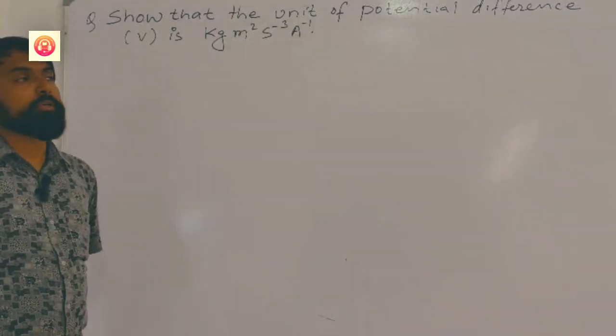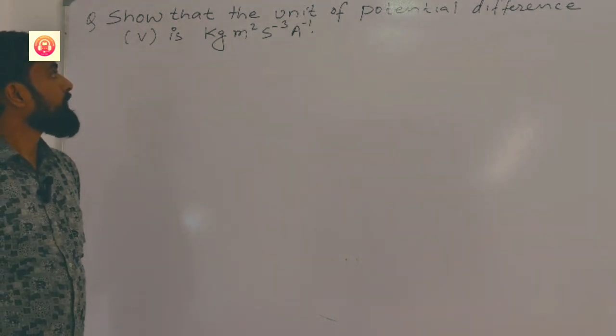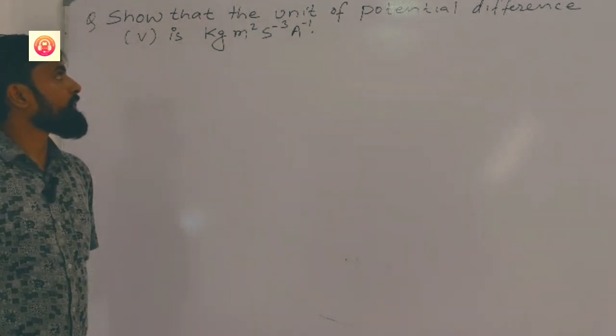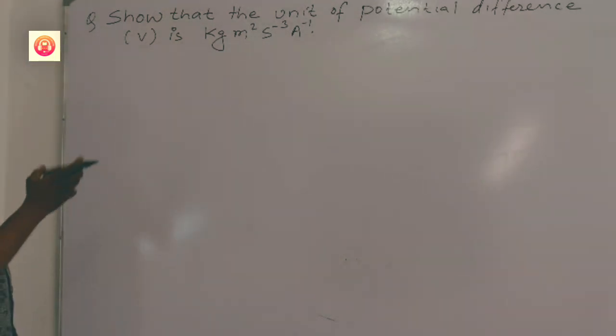So the unit of potential difference is kg meter square per second cube per ampere. So we'll solve this question.